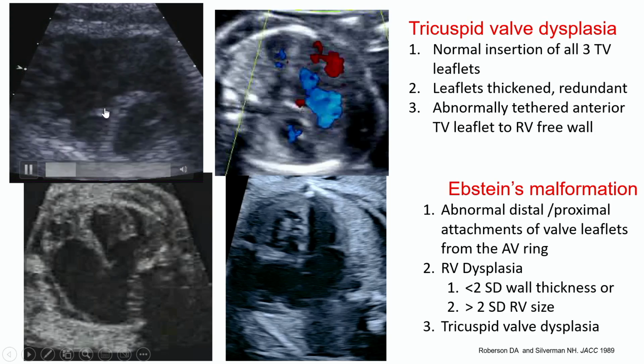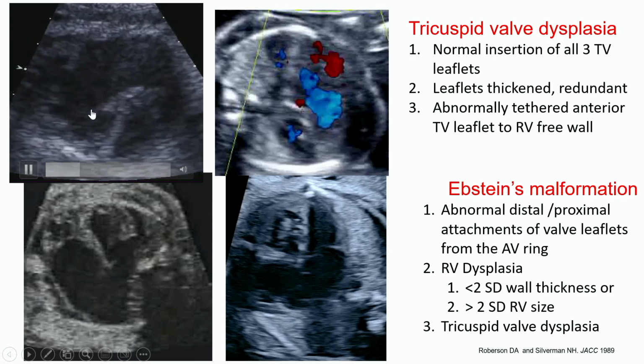You can see the septal leaflet doesn't move very well. You can see that there's non-coaptation, that is, the valve leaflets don't come together like they should, and that is the etiology of the tricuspid valve dysplasia.